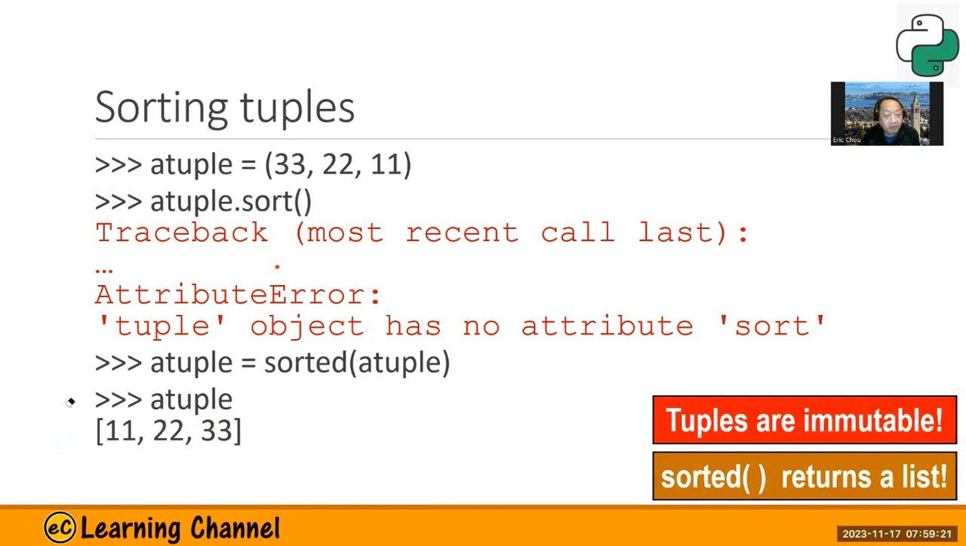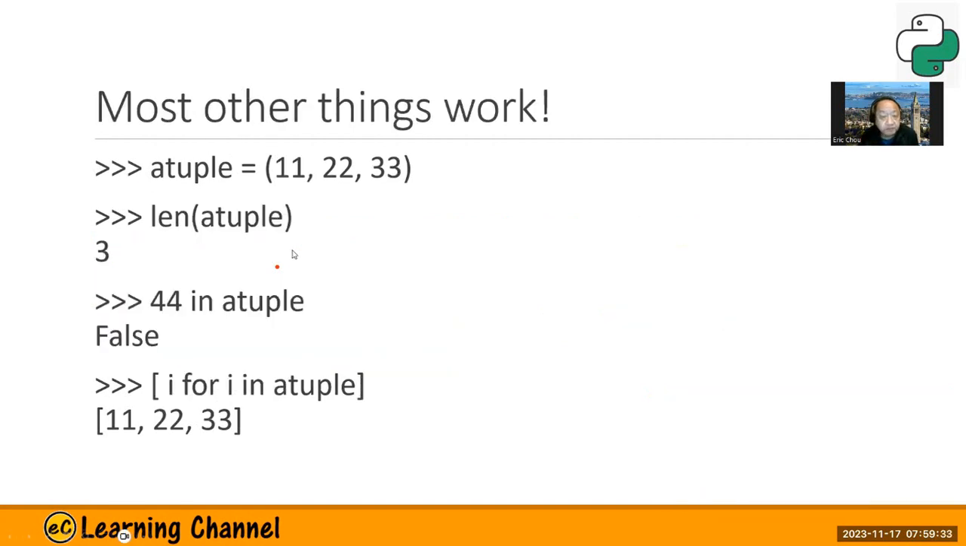When you use the sorted algorithm, if you use the sort function, that actually is destructive, and tuple doesn't have that function. The length of the tuple is found using the len function. And you can check 44 in a tuple, which is checking membership. It is not. And if you write i for i in a tuple, that is a list comprehension. You will get every i in a tuple and create a list for it.